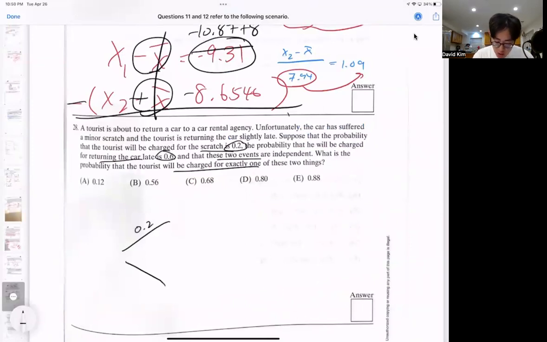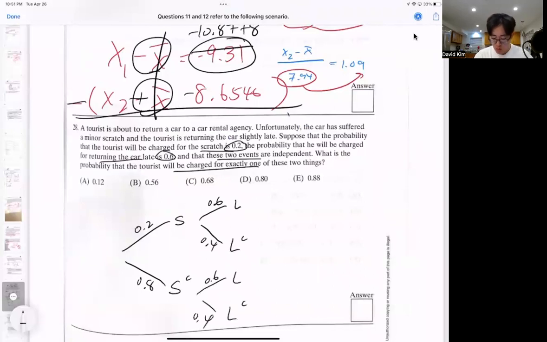The chance that you actually get scratched, let's say, or not scratched, S complement, will be 0.8. Now you get scratched and you get car late. So I'll call late here. That's 0.6 this way, and not late is 0.4. Late is 0.6 and not late is 0.4 once again.